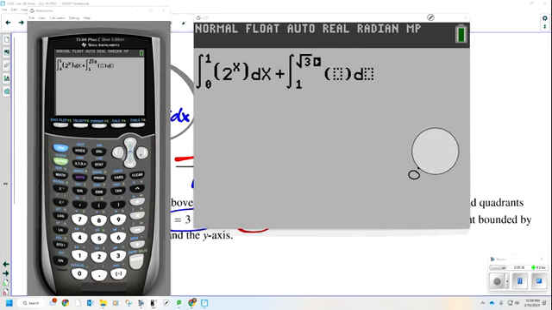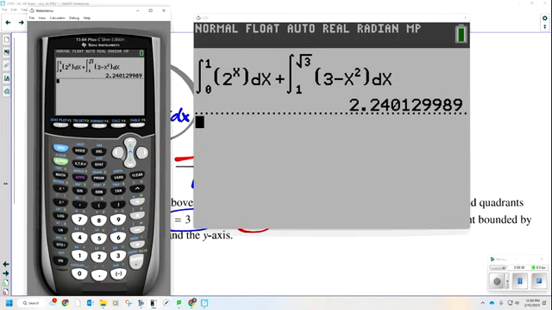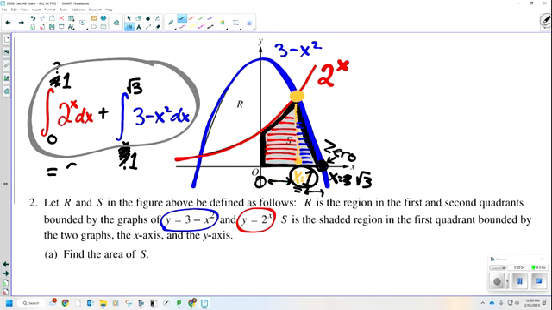Let's get rid of this little floaty arrow here. And that is of 3 minus x squared dx. I hit enter, and my answer is 2.2401. So we'll call that 2.240. Okay, that equals 2.240. That is the area of S.